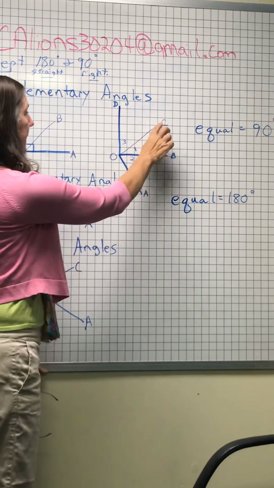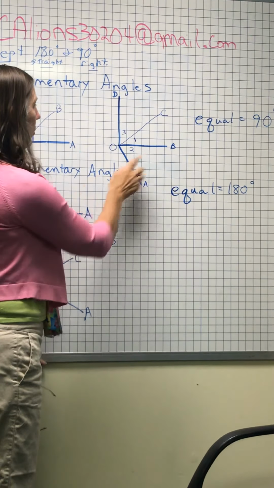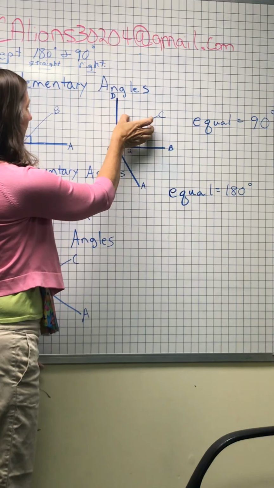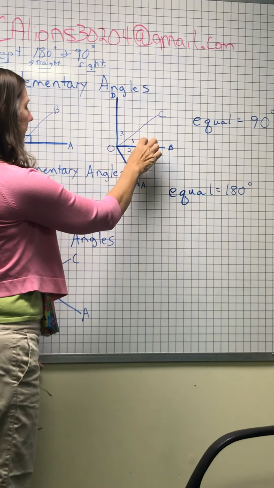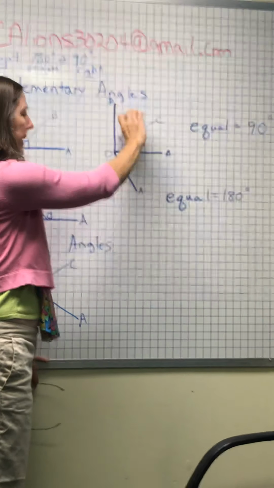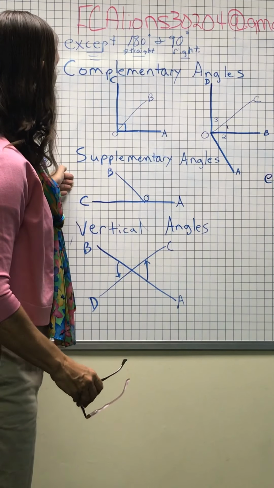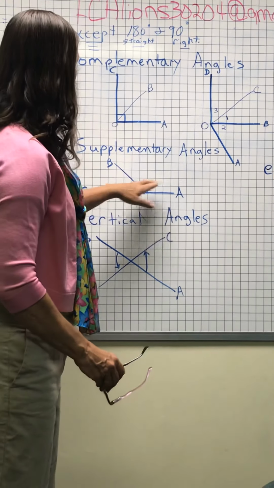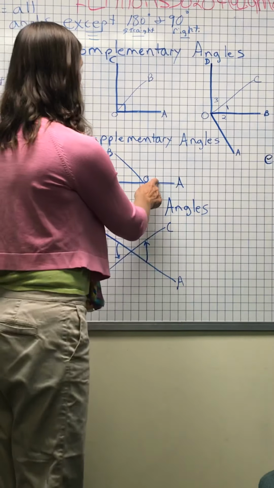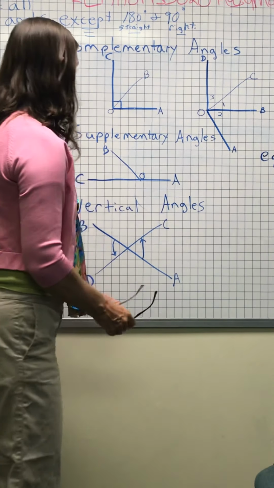That means that this entire angle, AOC, is also equal to BOD. If these are complementary, they make 90. If these are complementary, they make 90. And you already learned from your rules, 90 equals 90. All right? Supplementary angles. Supplementary just means when you add the angles, they're going to add up to 180. So when I add this one and this one, it's 180.